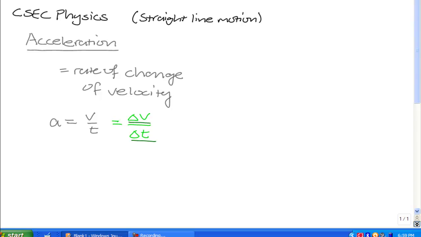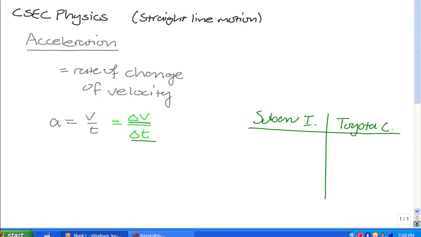And I'm going to give you an example, as usual. Now, I'm a car person, so I'm going to use this car example to kind of simplify things and get the message across. Suppose you have these two cars, a Subaru Impreza, Subaru I for short, and a Toyota Corolla, Toyota C for short. One of the things people talk about when they buy a new car is how quickly you can go from 0 to 60, right? How long your car takes to travel from 0 to 60 miles per hour.